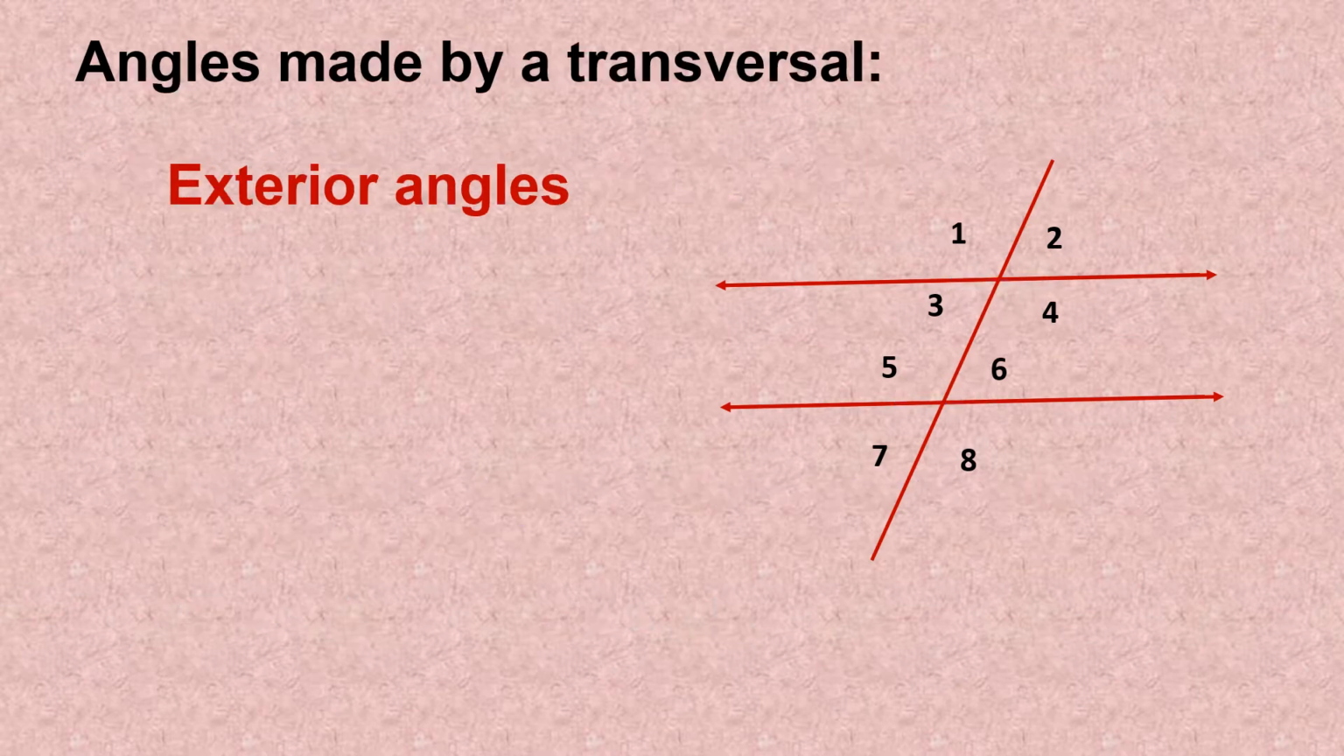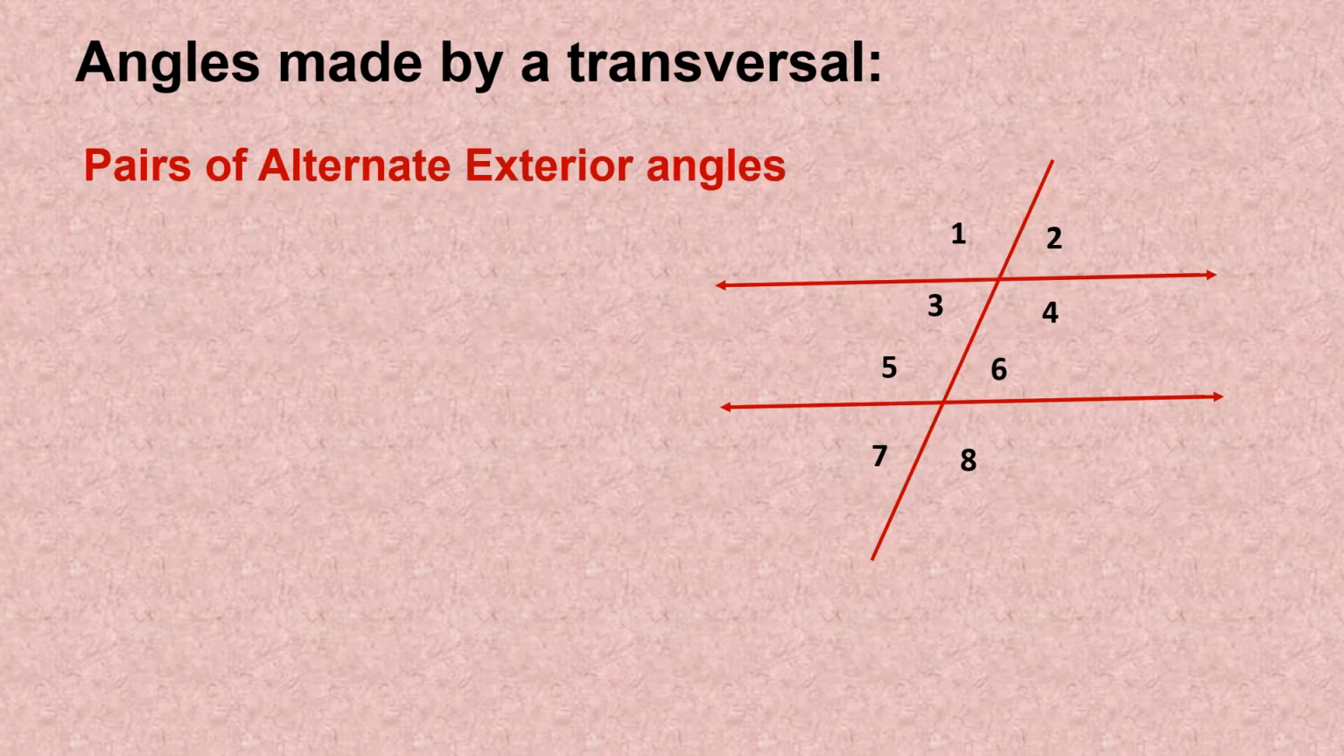Now exterior angles. So what are the exterior angles here? Angle 1, angle 2, angle 7, angle 8. These are the exterior angles. So angle 1, angle 2, angle 7 and angle 8.